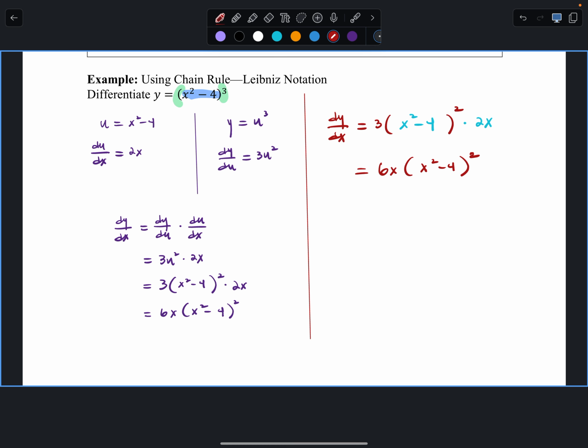dv over dt, right? The rate of change of velocity with respect to time. Let's say that you're given, I don't know, like dv over dx, maybe the position, and just dx over dt. Yeah, the rate of change of position. Like let's say you're given velocity.